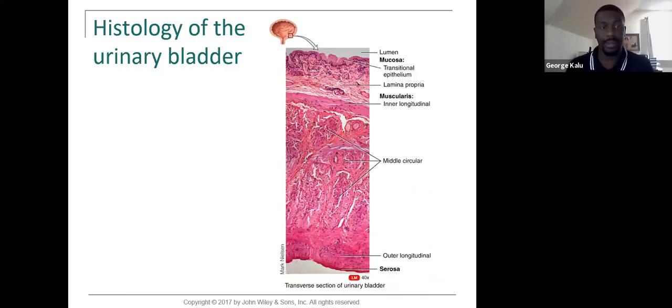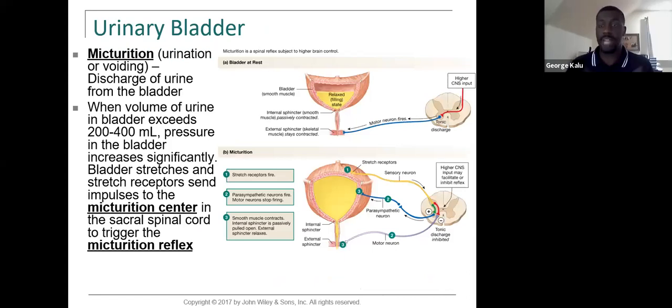So, as we know, the bladder is an organ that helps us with urination. This leads us to the micturition reflex, also called urination or voiding of the bladder. Micturition is just the removal, or excretion, of urine from the bladder. In order for micturition to take place, the first thing that has to happen is the bladder has to fill with some urine.